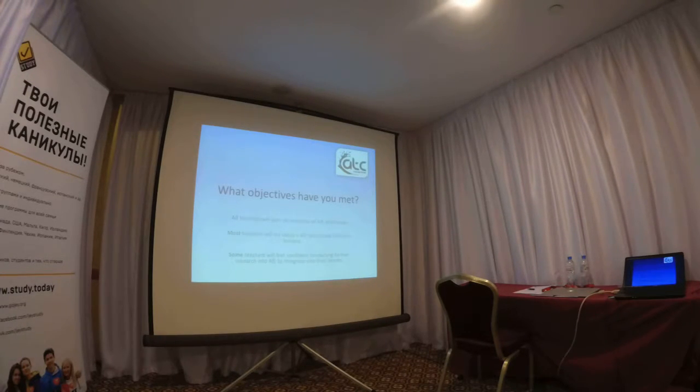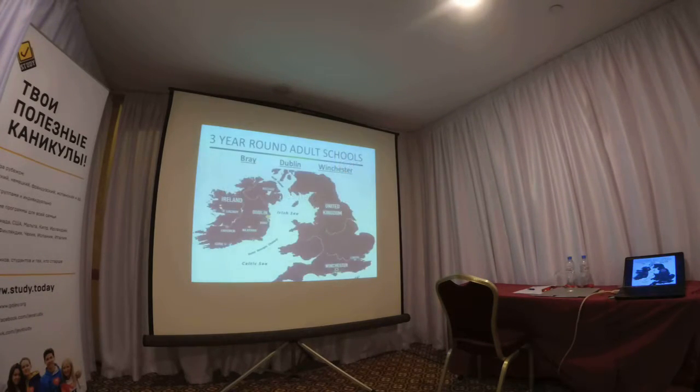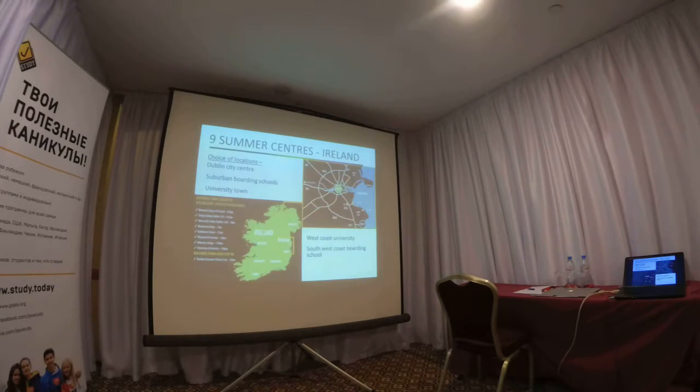Okay, well, thank you for being fantastic participants. I see I have 1 minute left, so I'd like to take that minute to just give you an overview of ATC language schools. Most of you are probably aware that we have 3 year-round adult schools in Dublin, Bray, and in the south of England in Winchester, which is just an hour from London. But I know you're all focused on younger learners, so I want to draw your attention to our 9 summer centres that are in Ireland. So we have 6 around Dublin, and then we have Galway, Limerick, Kilkenny, and Cork, okay?